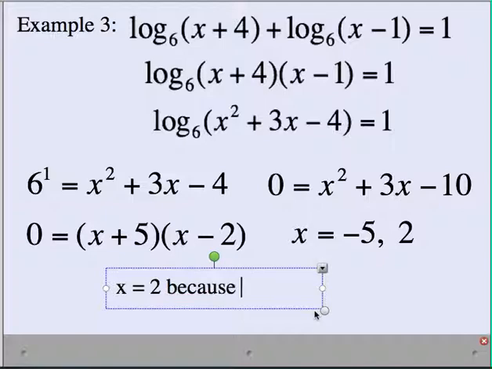And I'm going to say negative 5 is extraneous. So negative 5 is not considered a solution. It's extraneous because you can't take the logarithm of a negative number.